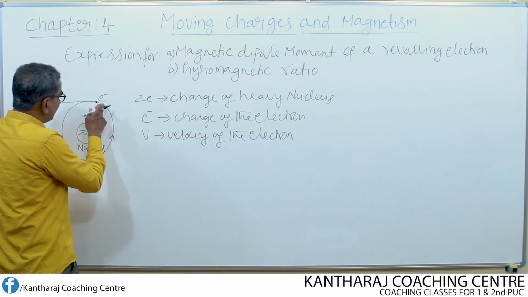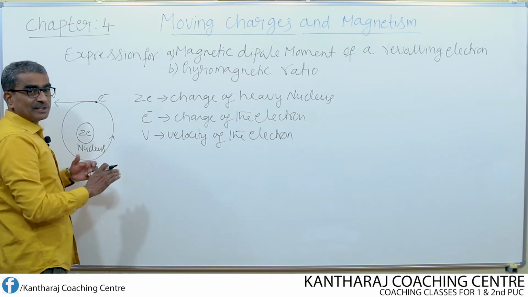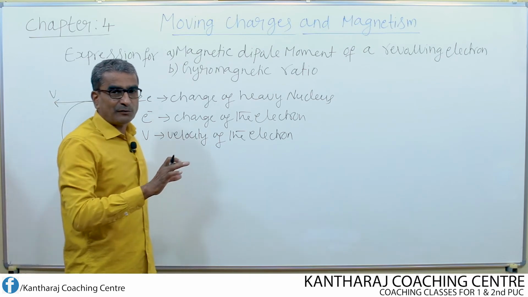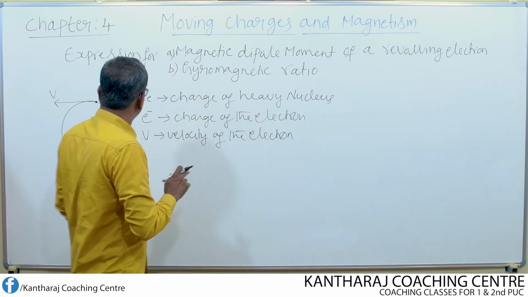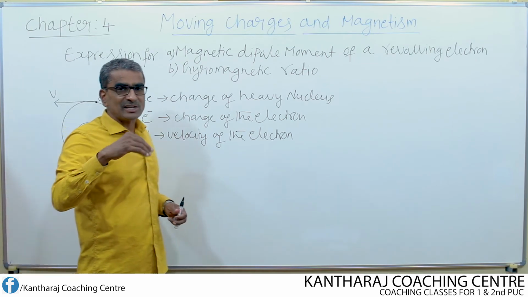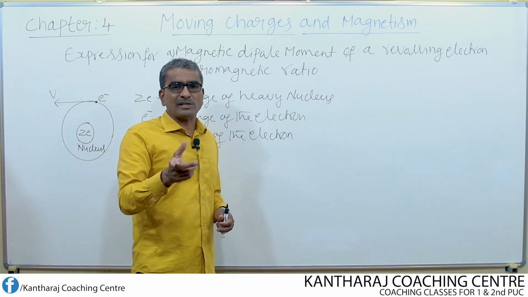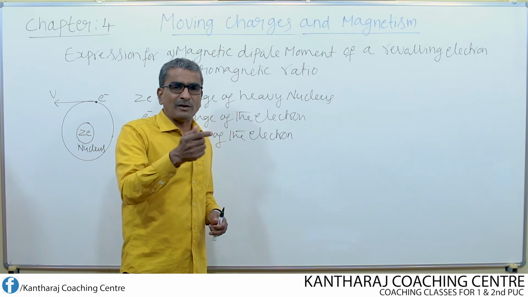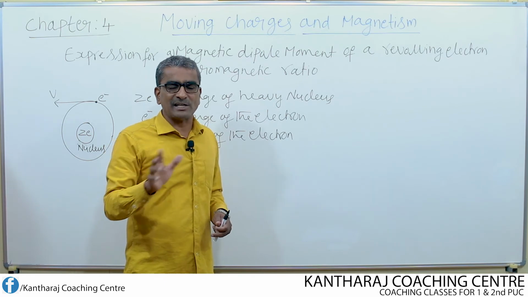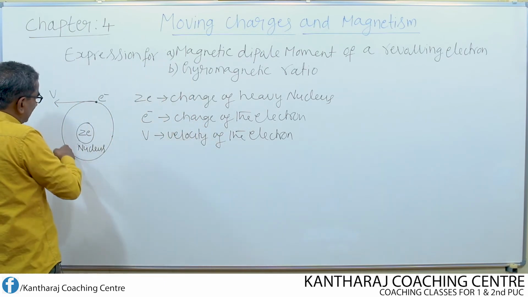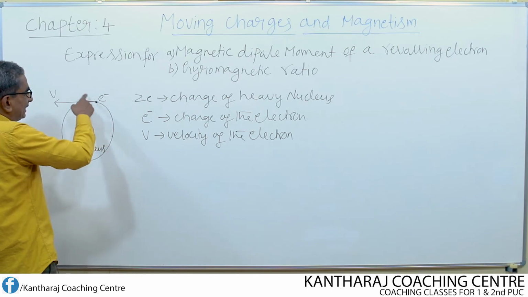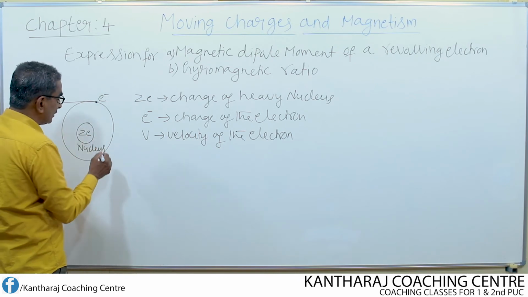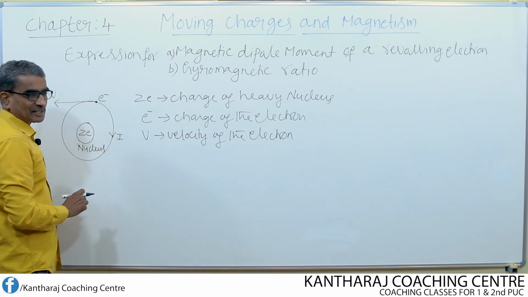Now I consider that the motion of the electron gives rise to a current, because current is defined as the flow of charges, that means flow of electrons. We also know that the conventional direction of current and the motion of electron are always opposite. If the electron is moving in the anti-clockwise direction, due to this motion the current that is produced will be in the clockwise direction.